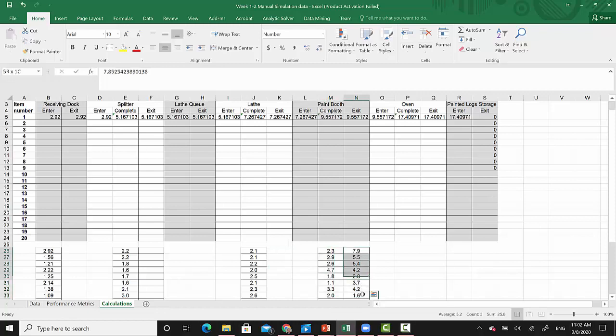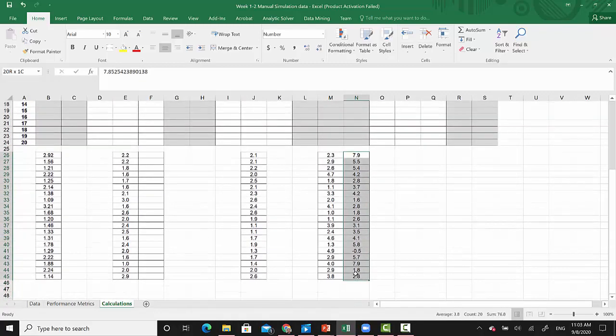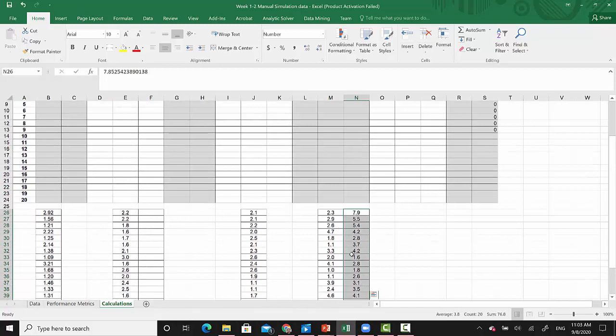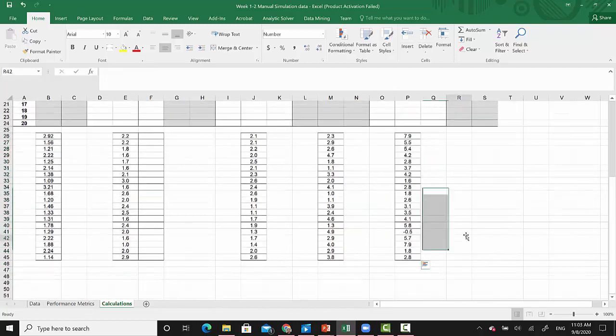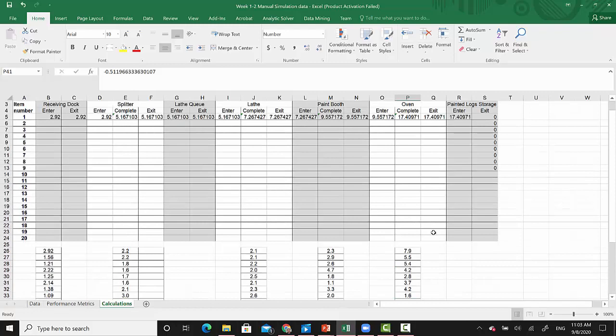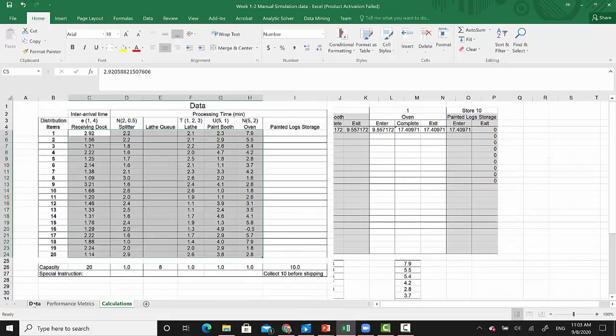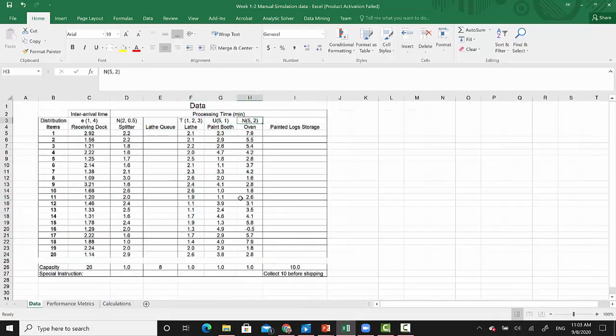Paint booth, and the last one will be the oven. And while you're copying, I don't know how many of you noticed that there's a negative value here. This negative value is because it's generated from a normal distribution. If we go back to the data, here it's generated from a normal distribution, and the normal distribution goes to infinity on both sides. So there's a possibility that we generate a negative value from a normal distribution.